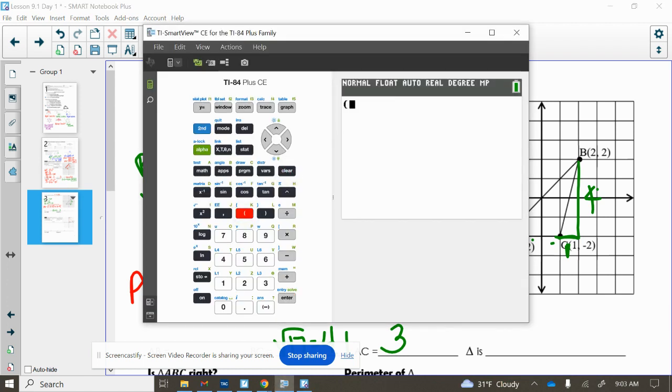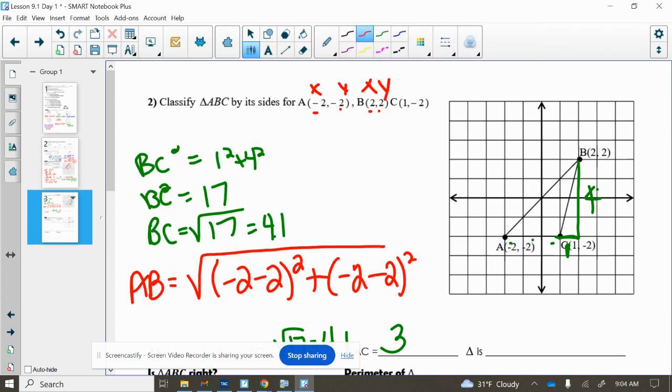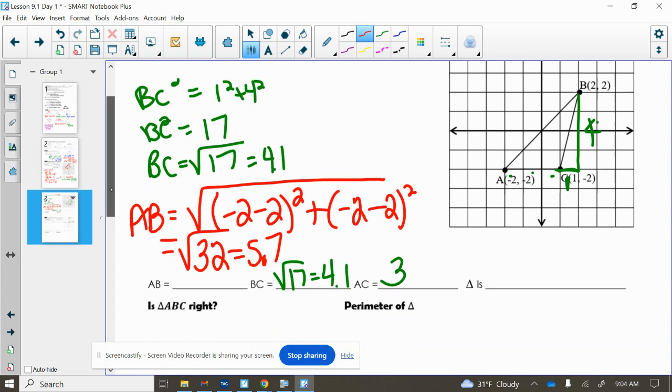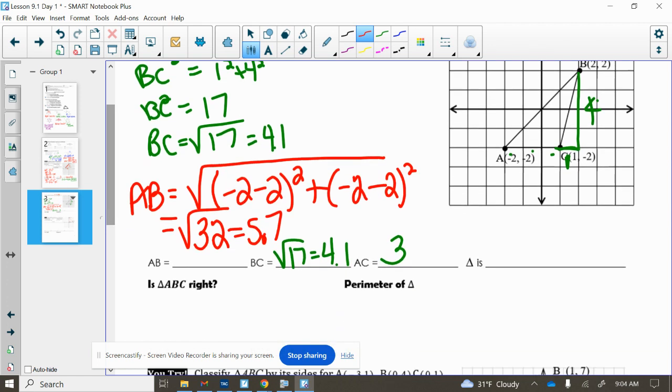So what we're going to do is plug in our values that are underneath the square root, but we're going to ignore the square root for a second. So again, -2 minus 2 quantity squared plus another -2 minus -2 quantity squared. So we see that that ends up equaling the square root of 32. And now when I take the square root of 32, I get about 5.7. I like doing it as 2 steps because I like knowing that exact answer and that decimal.